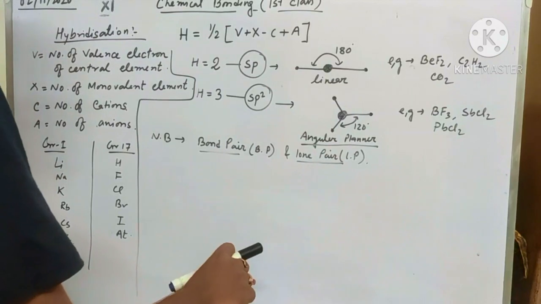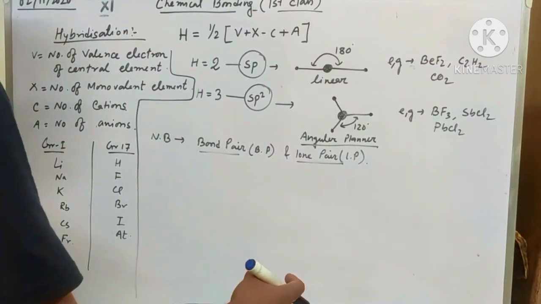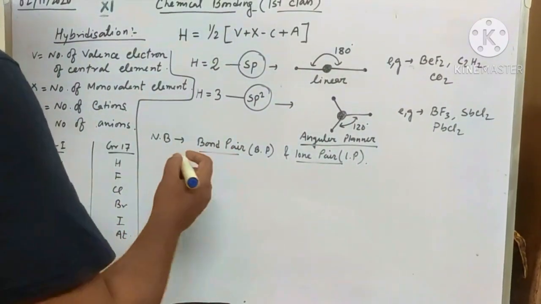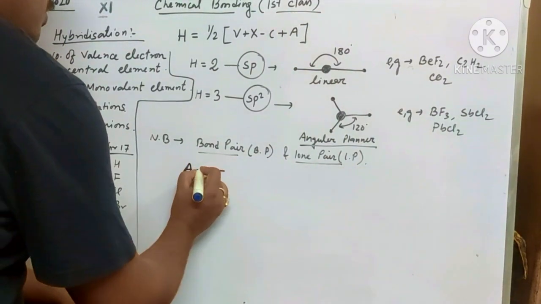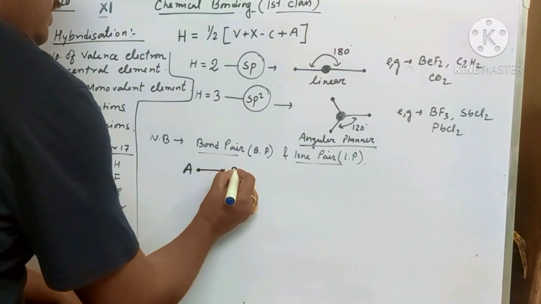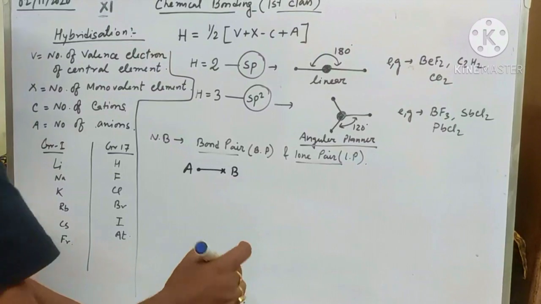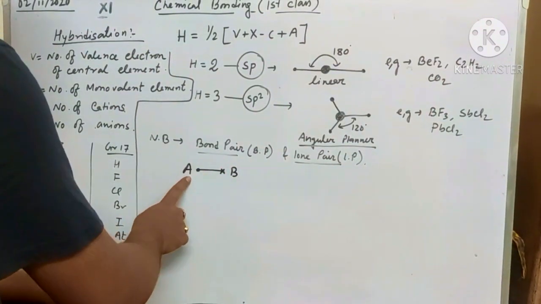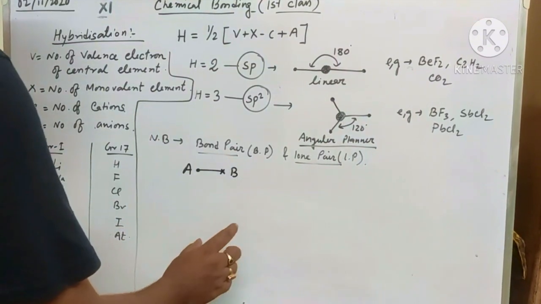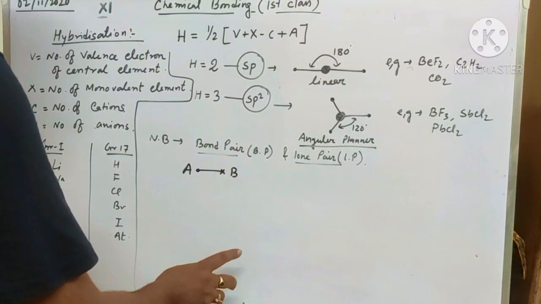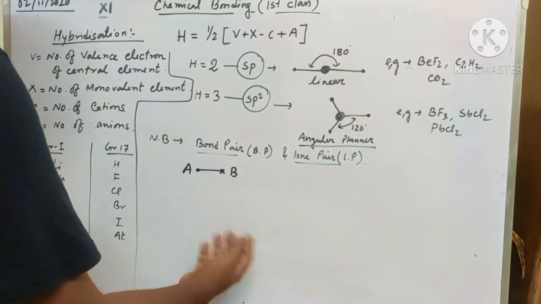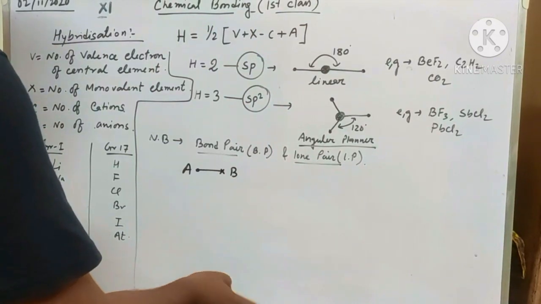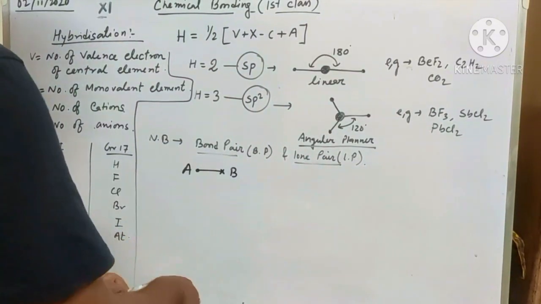If an element satisfies its valency by forming a bond with another element, where each element shares its valence electron to form a bond between them, then that is known as bond pair. Bond pair means element A shares its electron with element B, forming a bond between them. Then both achieve their complete state. The term bond pair means the sharing of electrons between two elements to get the complete structure.